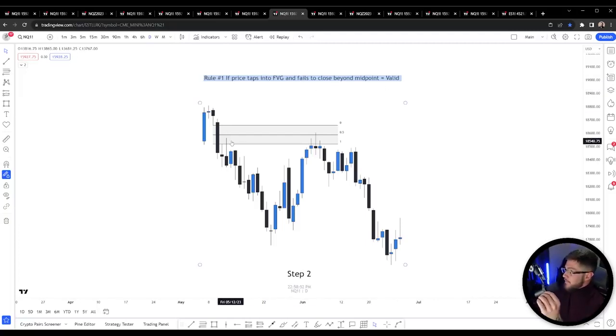it is valid, right? So we see right here, the price taps up into it. It does not matter how far the wick goes. The wick could go even out of the fair value gap. As long as the candle body is not closing beyond this line, the fair value gap is valid.